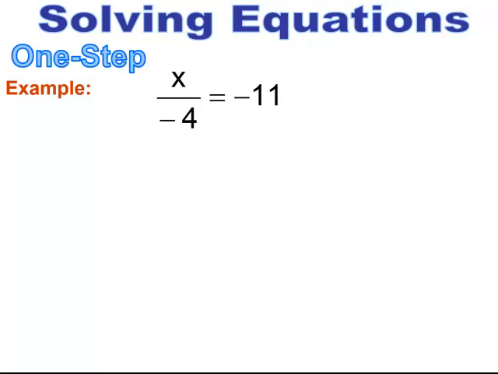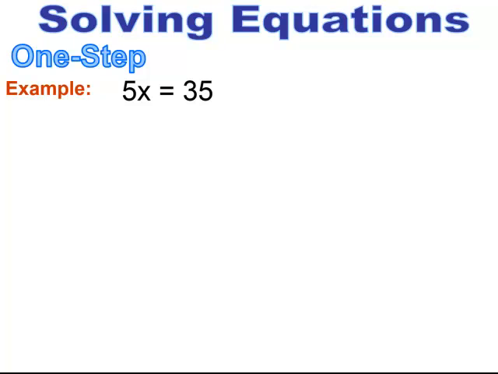So now you see this example where we have x with that bar over a negative 4. Remember, that bar equals division, and the inverse of division is multiplication. So I'm dividing a negative 4 into x. I want to get rid of that division, so I need to multiply both sides by that negative 4. That will cancel out that division. And then I have to do the multiplication of a negative 11 times a negative 4 will give me a positive 44.